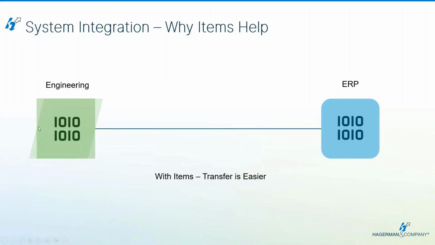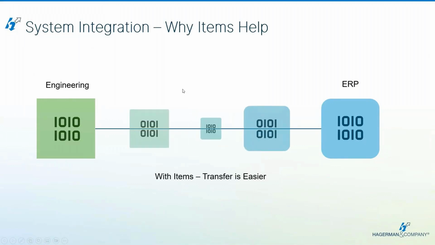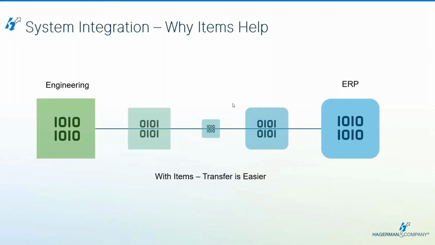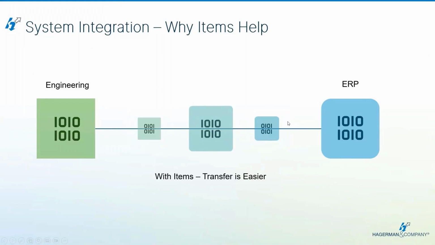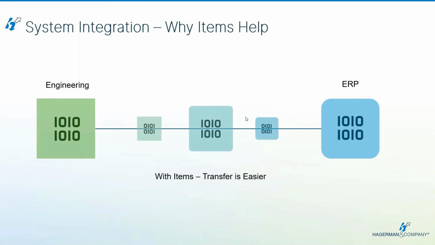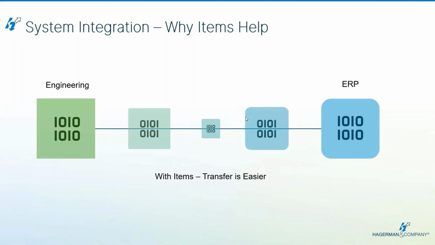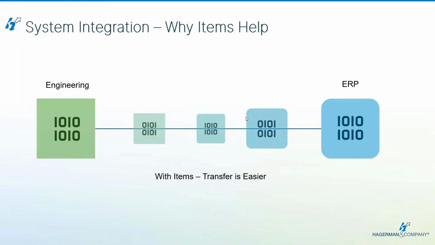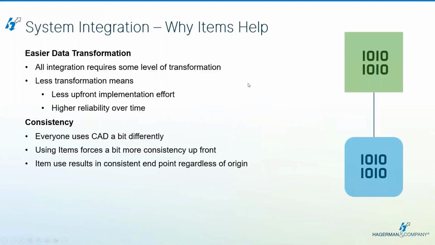But if you use items, you get that engineering state much closer to the data structure that you need to get into ERP, right? And then it's much easier to transform that. This bit in the middle is where we have to take the data from Vault, transform it, and then put it in ERP. That transformation piece can sometimes be very simple. It can sometimes be very difficult. If you're using Vault items, it is likely going to be much easier, meaning lower total cost of ownership, faster implementation, better ease of use, everything, right? So more reliability.